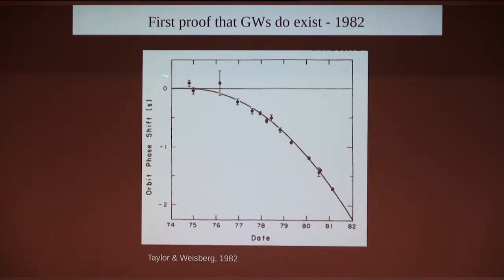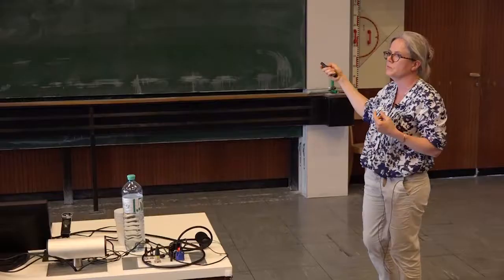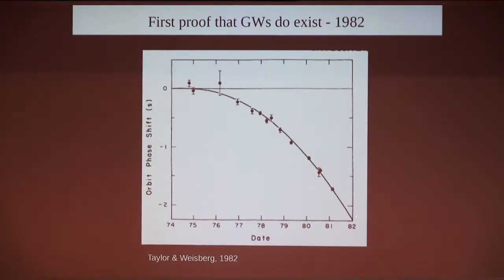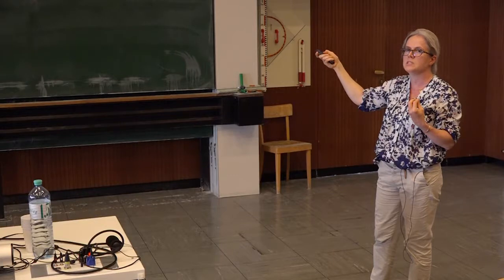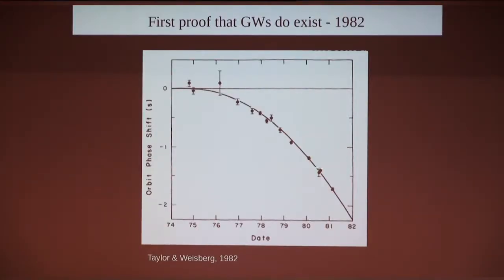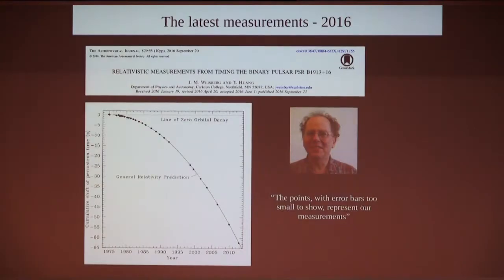And so the curve shows the prediction given by general relativity, and the points are the measurement. So that was the first, in 92, the first experimental proof, or indirect proof, of the existence of gravitational waves. Of course, in this prediction, what is assumed is that all the energy loss of the system is due to the emission of gravitational waves. And this seems to be the case.